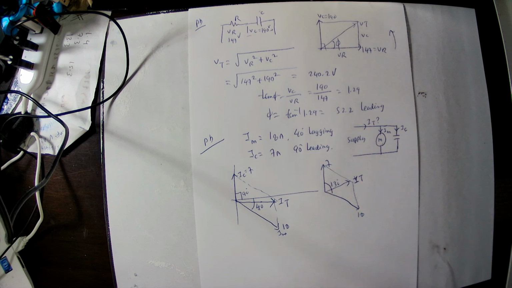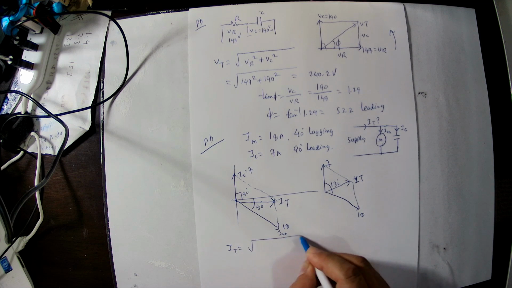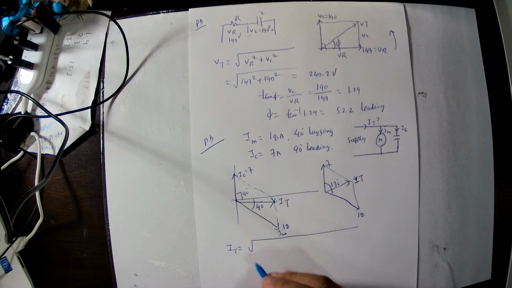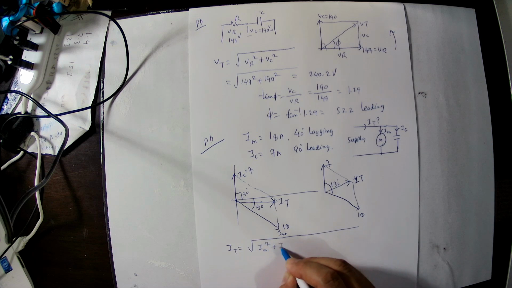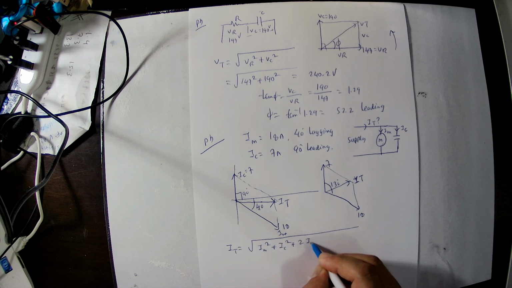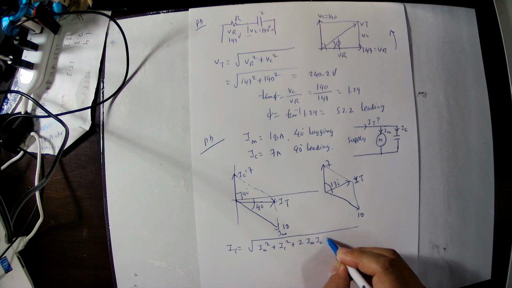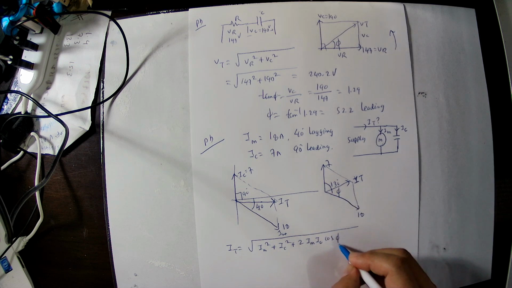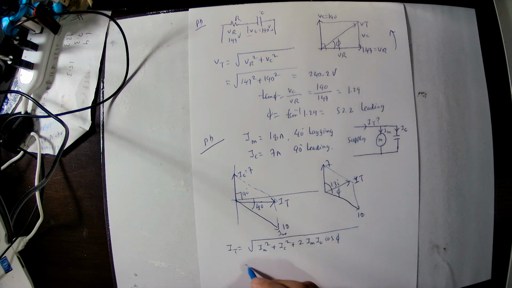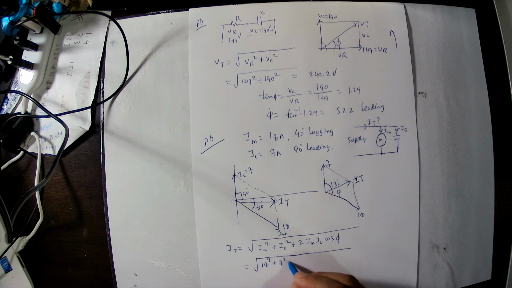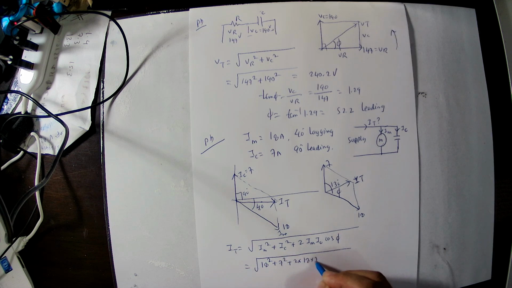So we write down the equation. I total equals the square root of IM square plus IC square plus 2 IM IC cos 130. This is how we calculate. We substitute the magnitudes: IM, the motor current, is 18, and the capacitor current is 7. 2 multiplied by 18 multiplied by 7 and cos 130. This is the way we calculate total current.